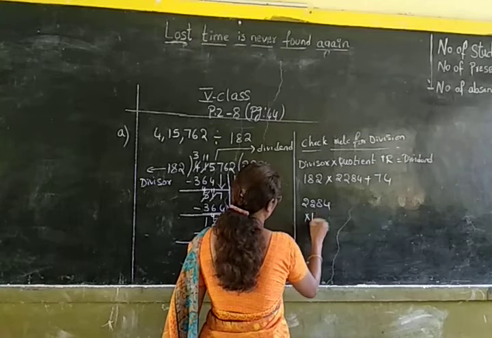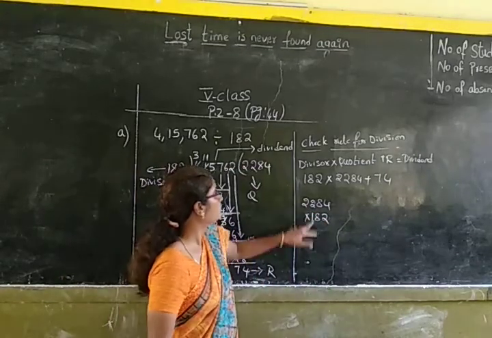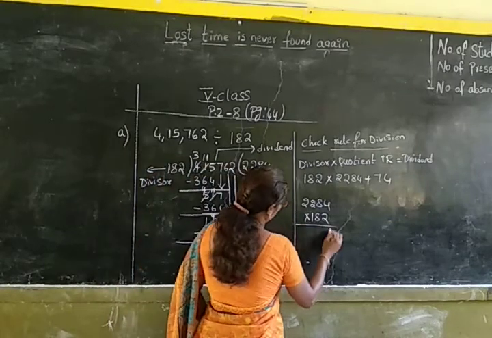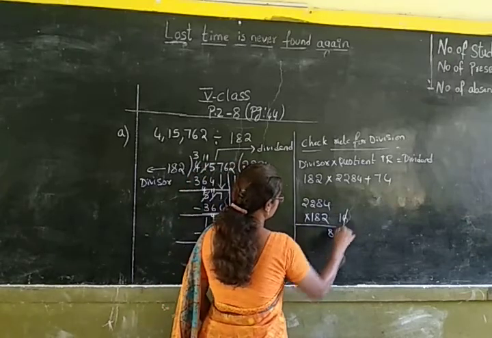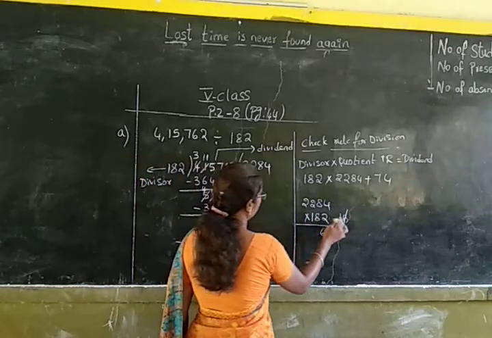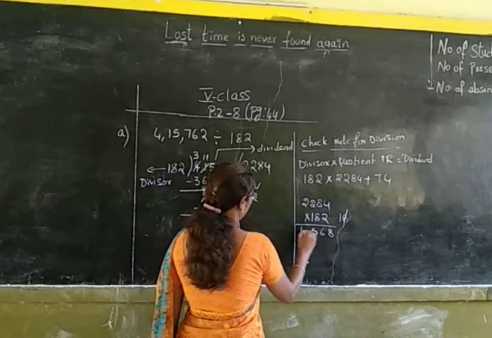2284 into 182. Now I am going to multiply these two numbers. Okay children? Now 2 4s are 8. 2 8s are 16. 2 2s are 4 plus 1, 5. Again 2 2s are 4.